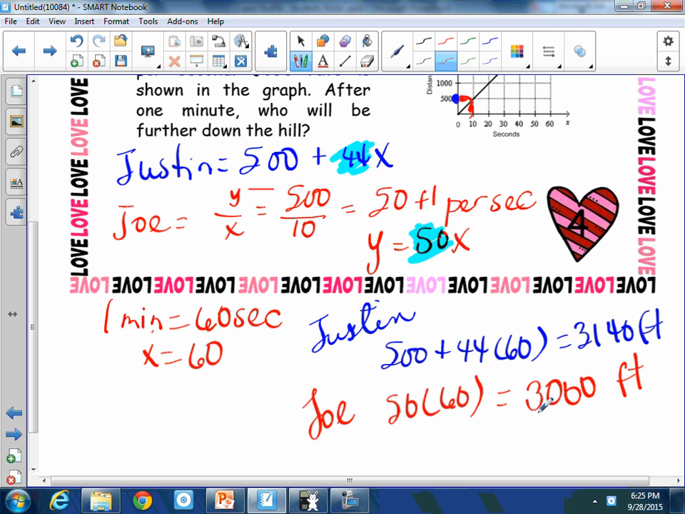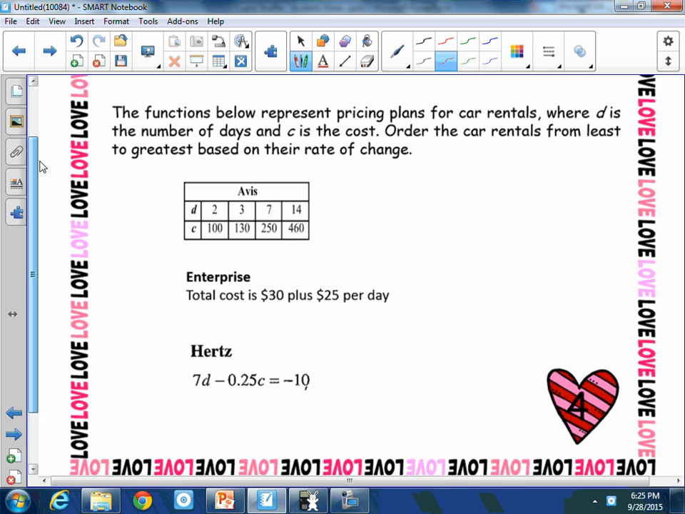So even though Joe is faster, because his rate of change is 50 instead of 44, because Justin started 500 feet ahead, he's still going to be a little bit ahead of him. Now, eventually, Joe will catch up with him and probably surpass him because he's faster. All right. One more. I think this is the last one.